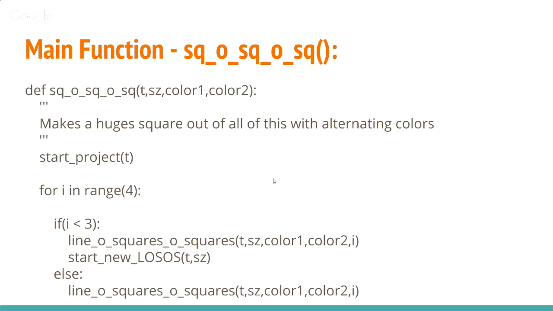Now here is the main function, where it's the square of squares. This basically handles everything. This is where the start project function positioning function is supposed to be. For I in range of 4, if I is less than 3, we have the line of squares with the positioning function followed up after that, which is the start new line of squares. Else, which is the third iteration, we just do the line of squares, and that would be it.